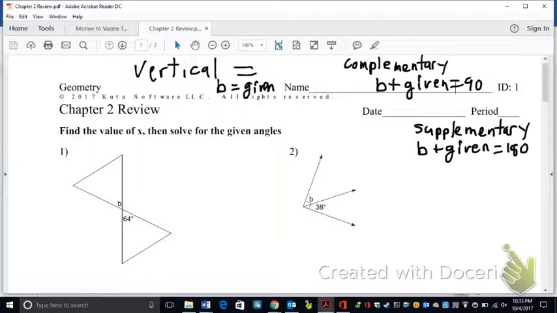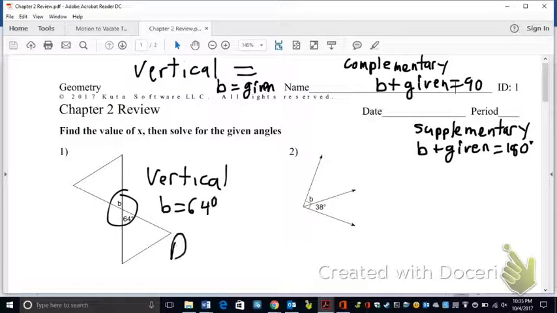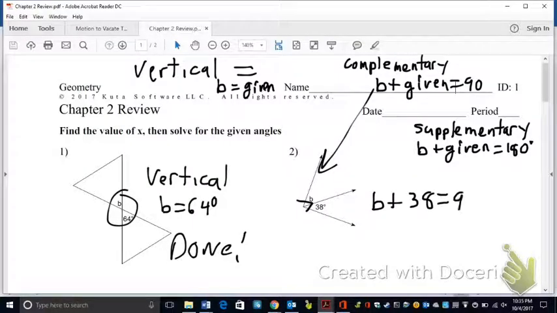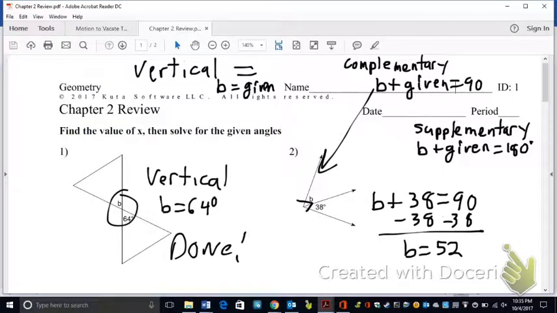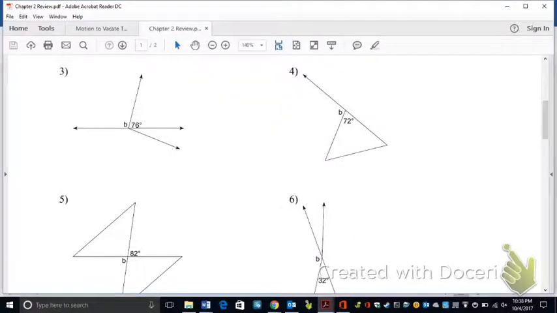So problem number 1, vertical angles. So we have B equals the given, B equals 64, and you're done. That's it. So even though it's not an odd, I'm going to do number 2. Here we have that right angle, so we know that they're complementary. So we know that B plus 38 equals 90. We're going to subtract 38 from both sides, and we get B equals 52.